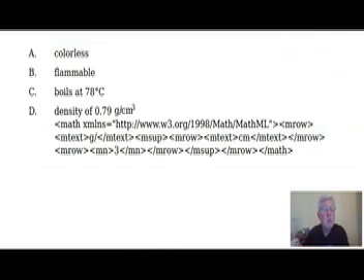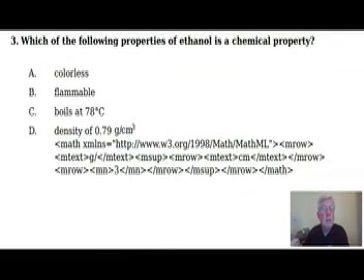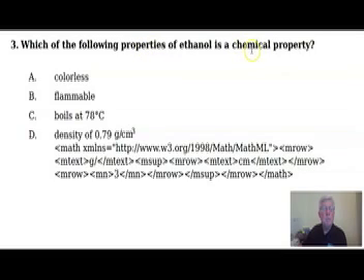Let's go on now. Which of the following properties of ethanol is a chemical property? Now, maybe you don't know anything about ethanol at all, and that's okay. So which of the following properties of gasoline, of milk, of whatever liquid you can think of, or even something that's not a liquid? It doesn't really matter what ethanol is. What matters is the following properties, and chemical.